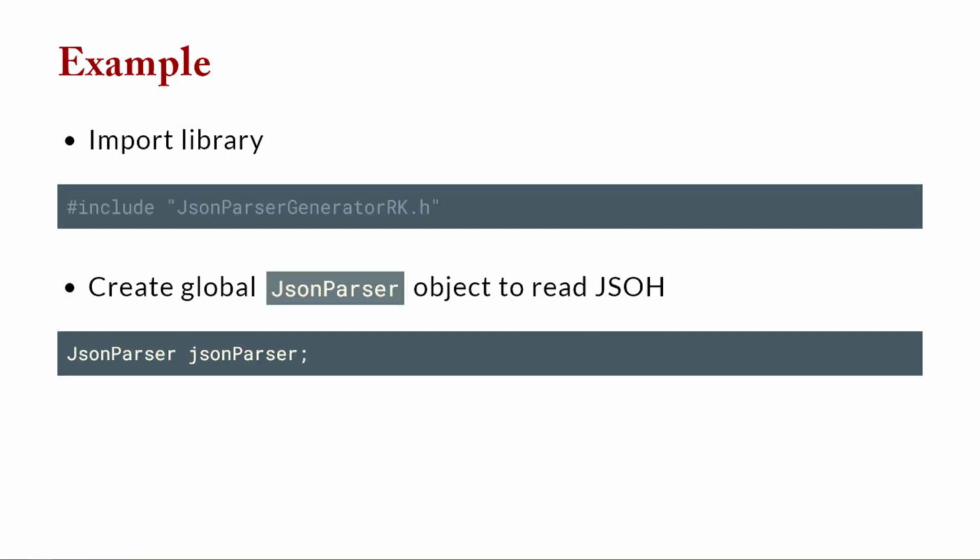So let's get started. The first thing that you would do is you've got to include your library. So JsonParserGeneratorRK.h. Then you need to create a global variable, which is basically an object, and this is going to handle all of the parsing.